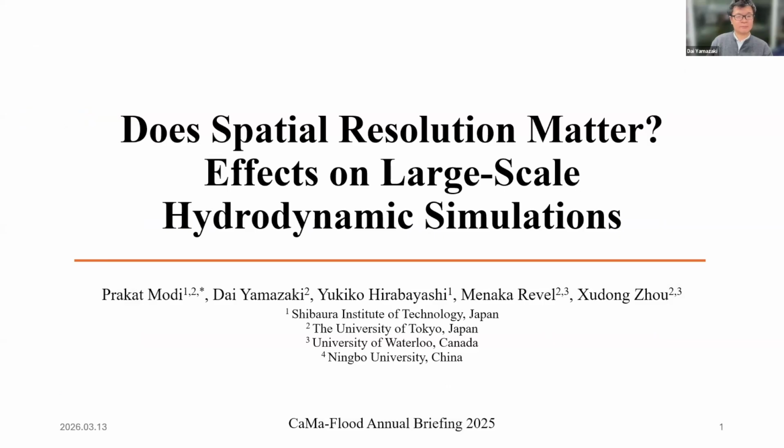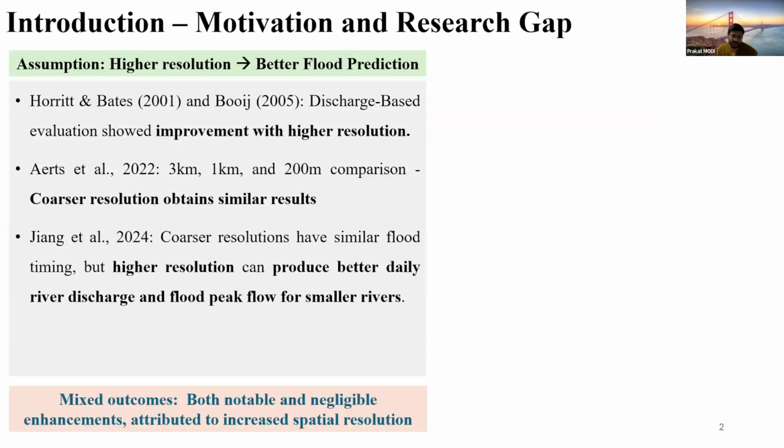Hello everyone. I am Prakat, and I will be talking about whether spatial resolution matters, especially in the case of large-scale hydrodynamic model simulations, and if it matters, where and why. So coming to the introduction, usually the assumption is that high resolution will provide better flood predictions, and some previous studies show that the improvement in discharge evaluation due to high resolution can be better floodplain flow for smaller rivers due to the increase in resolution.